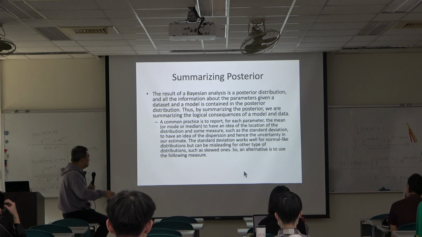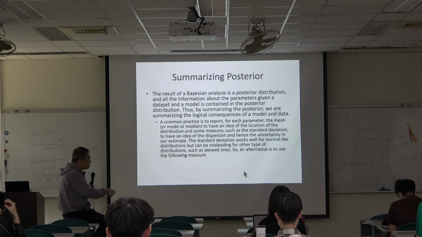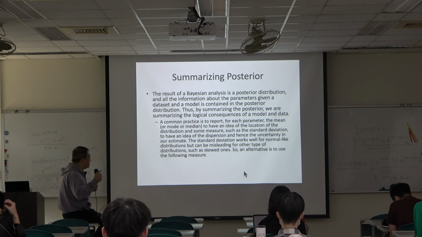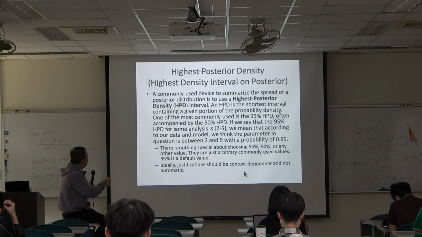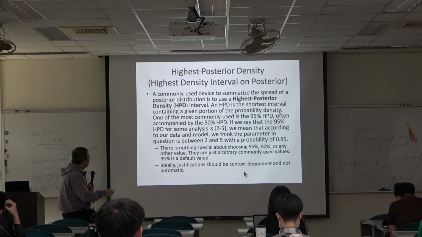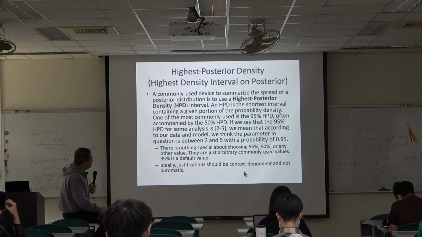But if the distribution is not normal-like, what do we do? For example, it could be skewed. So an alternative way is to use this one. We call it the highest posterior density. Another way to call it is the highest density interval.